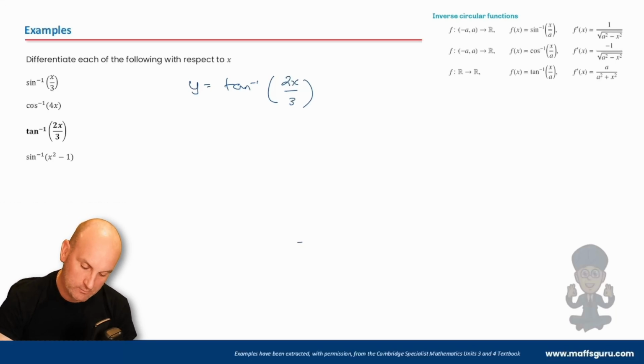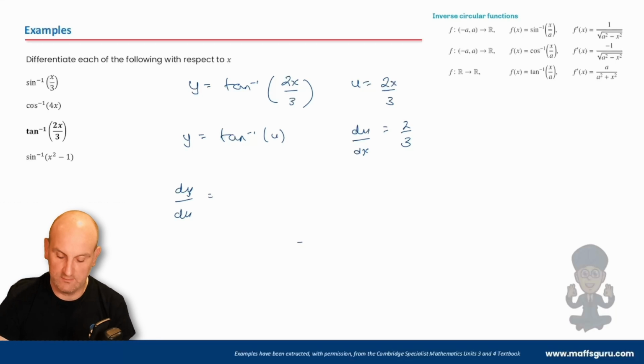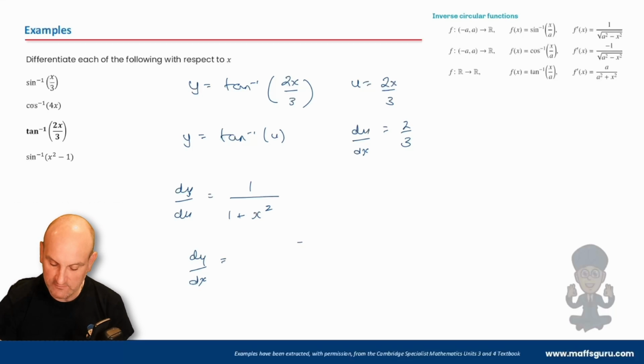Let's now let u equals 2x on 3. So du by dx is going to give me 2/3. And we now know that y is equal to tan to the minus 1 of u. Right, so dy by du is equal to, now in that situation, tan is going to become equal to a, which is 1 on 1 plus x squared. So then dy by dx is going to give me 1.